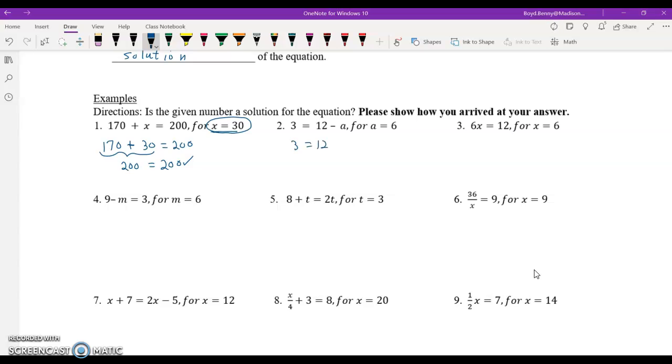3 equals 12 minus 6. Let's see. 3 equals 12 minus 6 is 3. Therefore, this is a true statement. So A does, in fact, equal 6. How about number 6? 6 times 6, if I replace the x with 6, equals 12. Well, 6 times 6 is actually 36, and that does not equal 12. Therefore, no, that is not the solution.